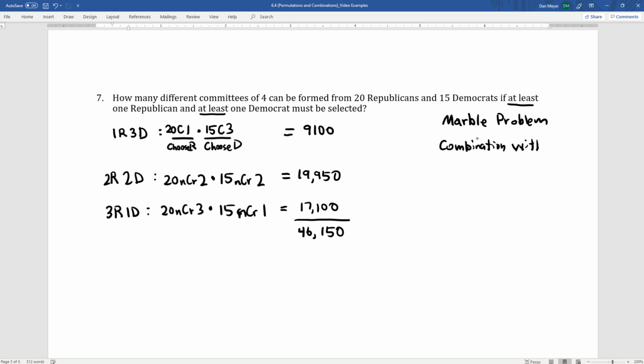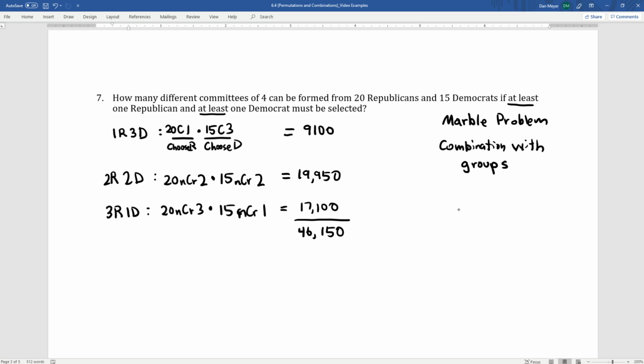Combination with groups. Just like we had permutation with groups earlier, we can have a combination with groups. We got 2 groups here, and so that's why we have a two-stage multiplication principle situation, because of the 2 groups. So this was the partition way of dealing with this. We could also think of the complement way.